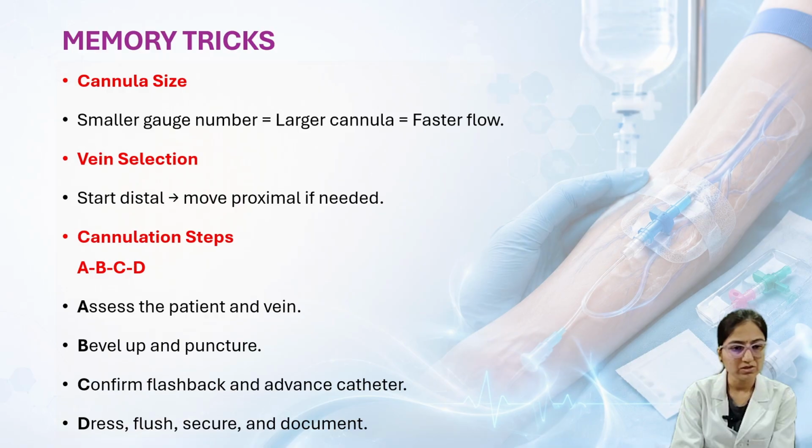We'll see some memory tricks here. Cannula size: a smaller gauge number means a larger cannula, and it gives faster flow. Vein selection: start distal, move proximal if needed. Cannulation steps: A, B, C, D. Assess the patient and vein; bevel up and puncture; confirm flashback and advance catheter; then dress, flush, secure and document. These are the tricks.